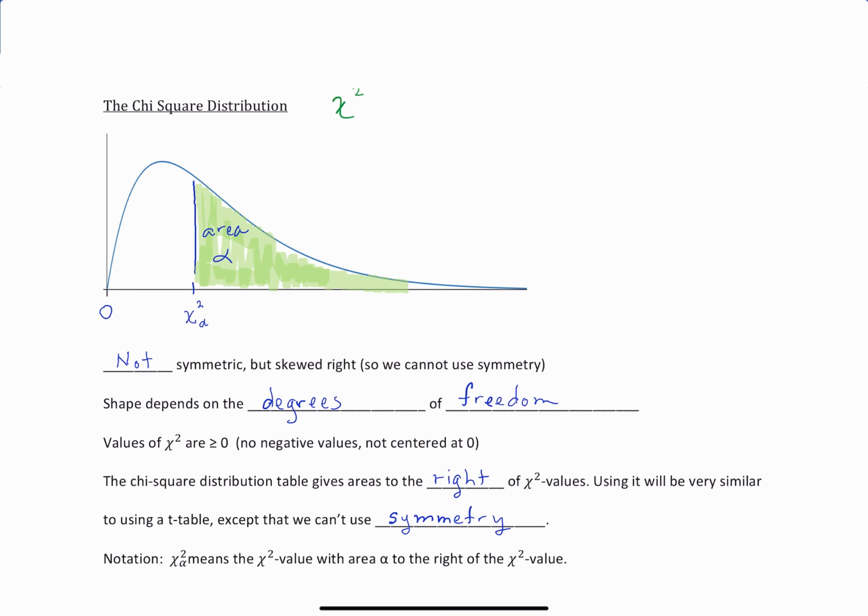Maybe I should clarify that when we say chi-square, that doesn't mean we're going to be squaring anything. That's just the name of the variable, for reasons that I won't get into.